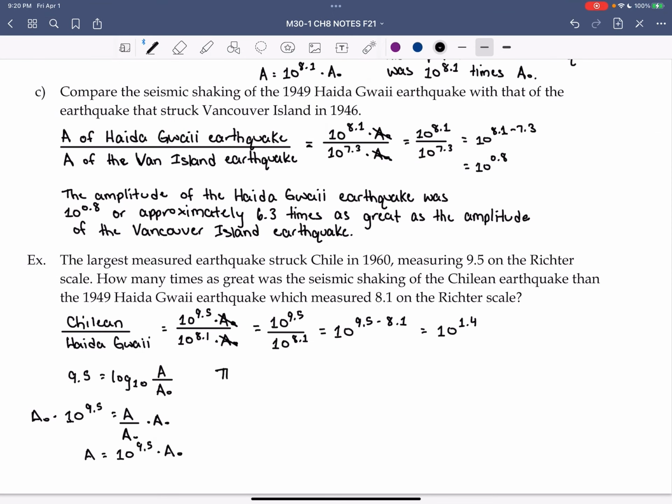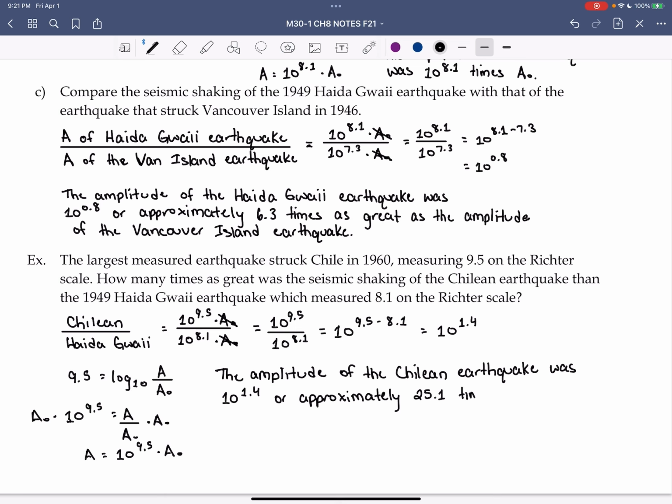So our sentence, the amplitude of the Chilean earthquake was 10 to the power of 1.4, or approximately 25.1 times as great as the amplitude of the Haida earthquake.